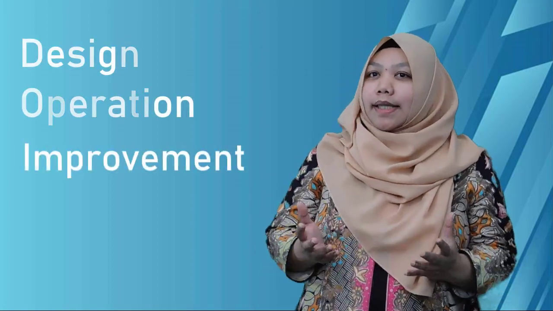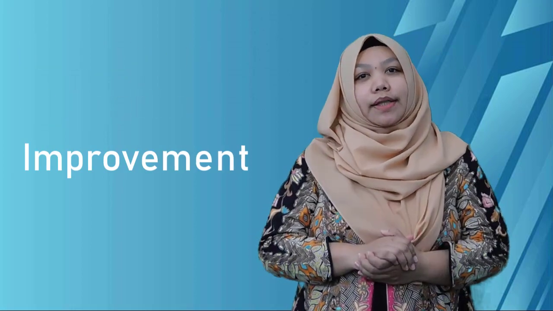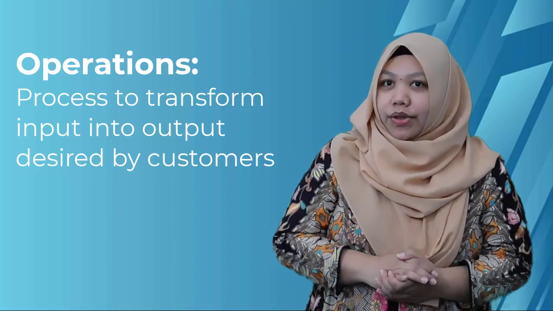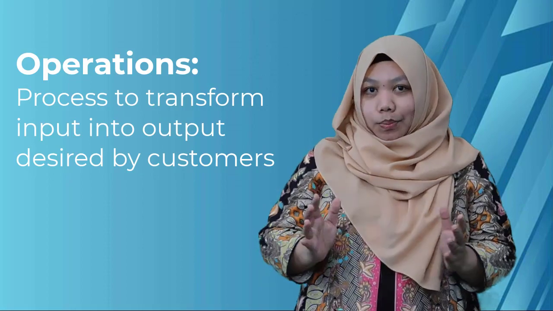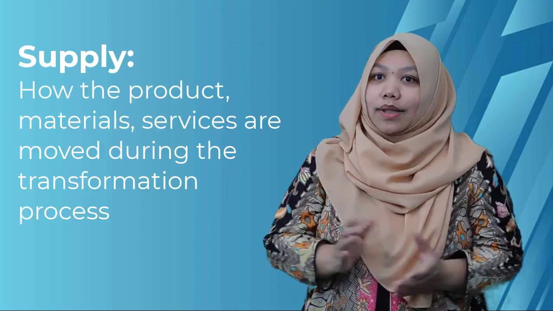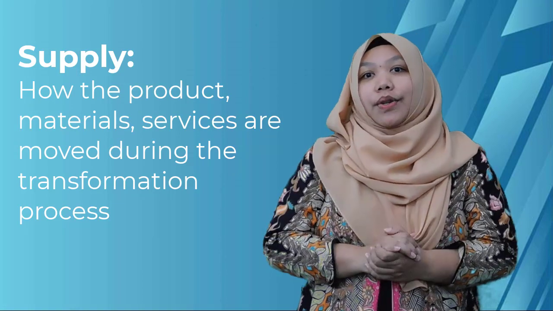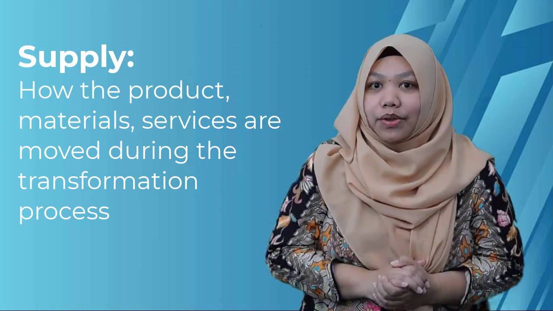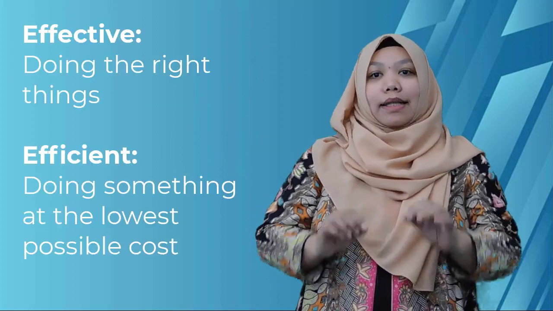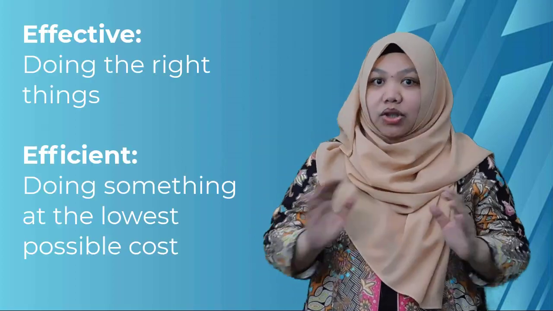Operations and supply management is defined as the design, operations, and improvement of the system to create products and services. Operations refers to the process of transforming input into output as desired by the customers, while supply refers to how the company moves the product and service during the transformation process. The key in this case is that the process needs to be done as effectively and efficiently as possible.